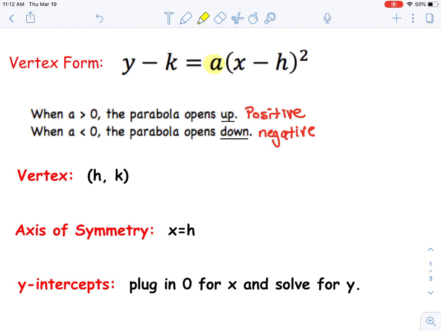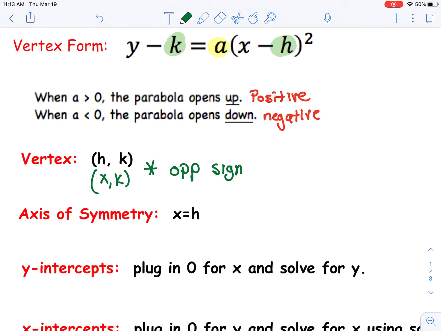The vertex is going to be our h and our k. The h is with the x, so that's the x value of our vertex, and our k is with the y, so that's the y value of our vertex. The one thing you want to make sure is that you take the opposite sign. I'll explain that when we do an example problem. If I take out the h, it should be the opposite sign. If I take out the k, it's the opposite sign. The axis of symmetry is just the x of your vertex.